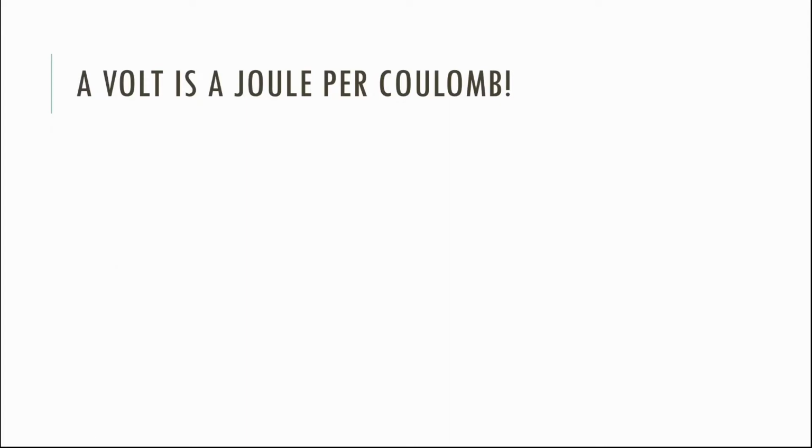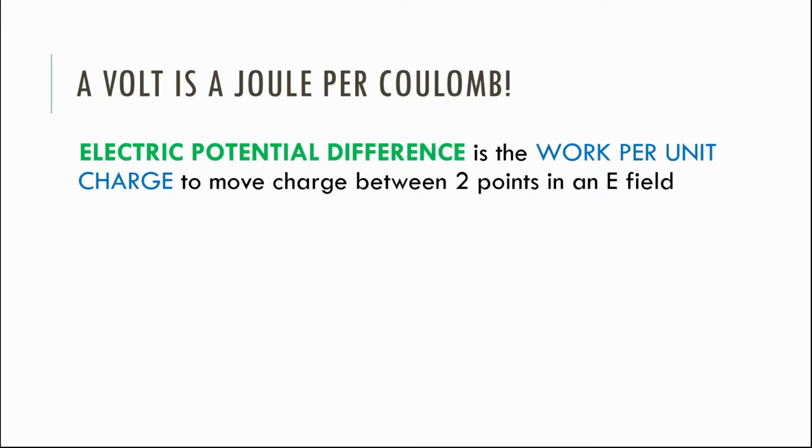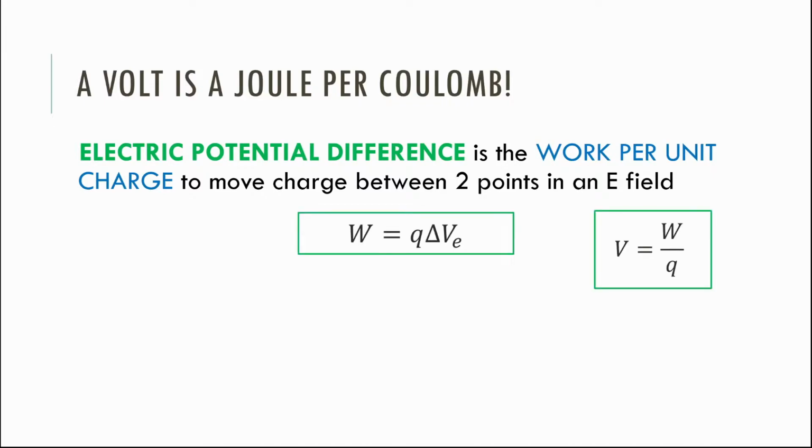Another really important definition that ties in the electric side of things is, what is a volt? The best definition for this is to look at what potential difference is. Electric potential difference is work per unit charge, officially to move a charge between 2 points in an E field. Know that whole definition. Put it on the list of 100 definitions you want to know. That's a key one. But work per charge is the key idea. There's this equation and there's this equation.